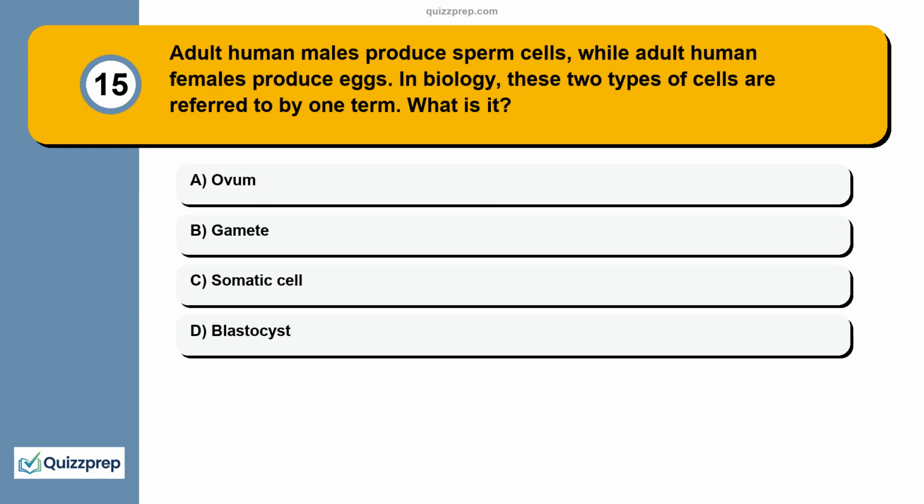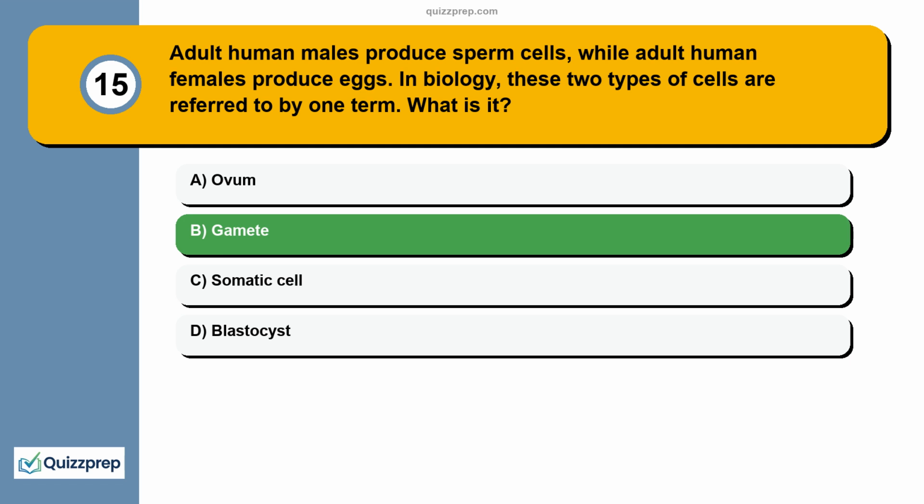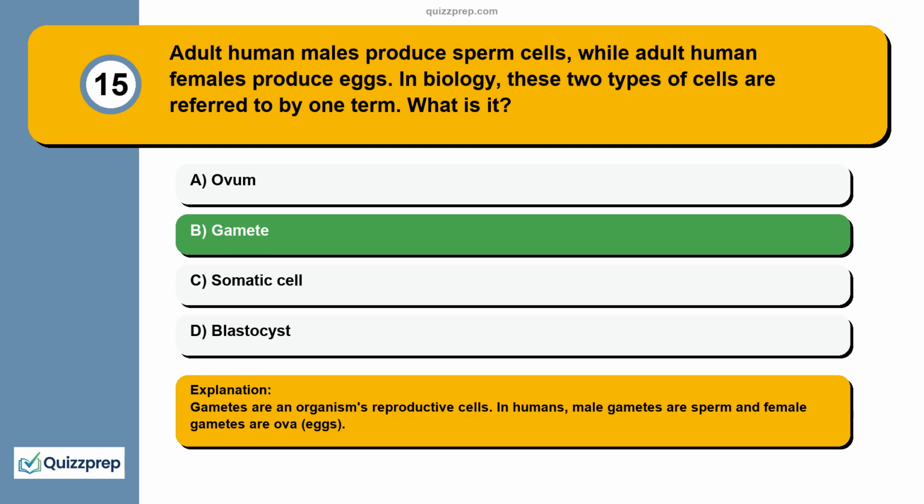Question 15. Adult human males produce sperm cells, while adult human females produce eggs. In biology, these two types of cells are referred to by one term. What is it? Ovum, gamete, somatic cell, blastocyst. Gametes are an organism's reproductive cells. In humans, male gametes are sperm and female gametes are ova, eggs.